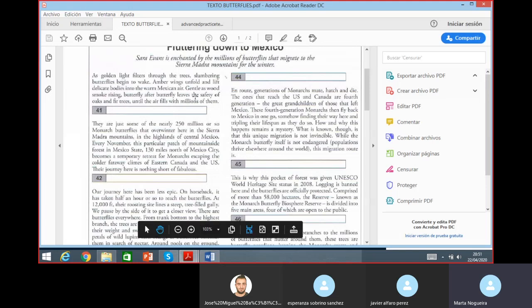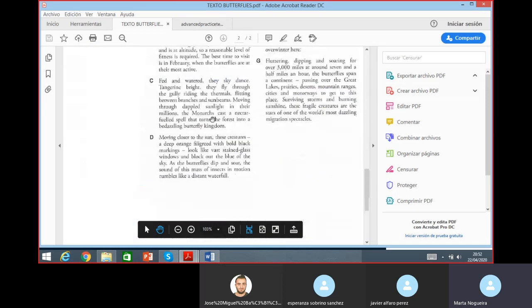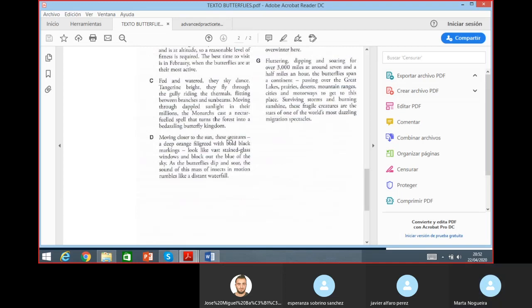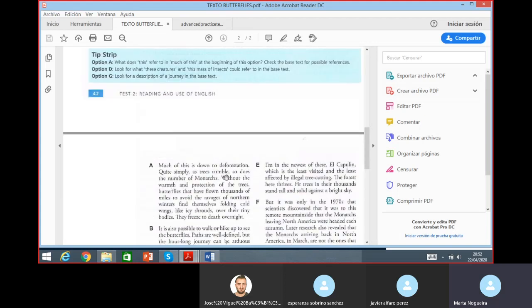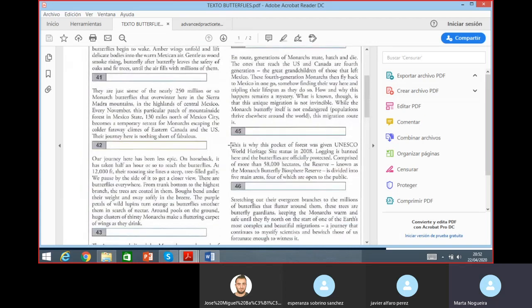Number 41 is D. Why? Because it is speaking about these creatures you have here. These creatures. So it's making reference to the description of the butterflies. Okay, moving closer to the sun, these creatures, blah, blah, blah. Okay, so it is still describing the butterflies. So 41 is D. Yo os lo voy diciendo así y ya sabéis, los deberes es releer el texto ya completo, a ver si tiene sentido.